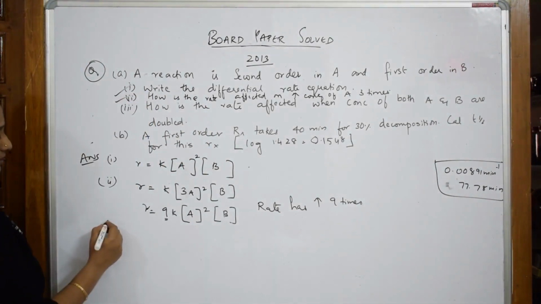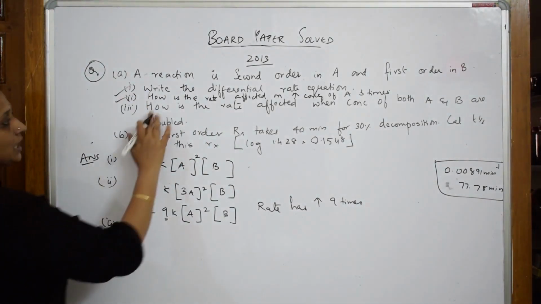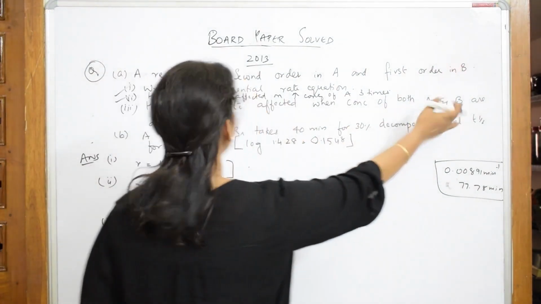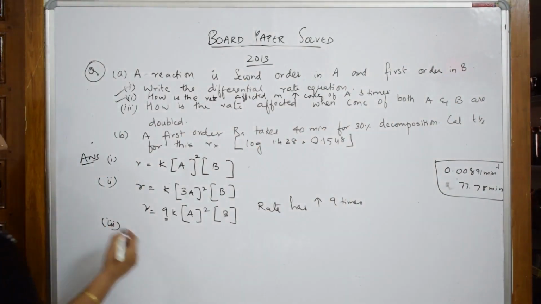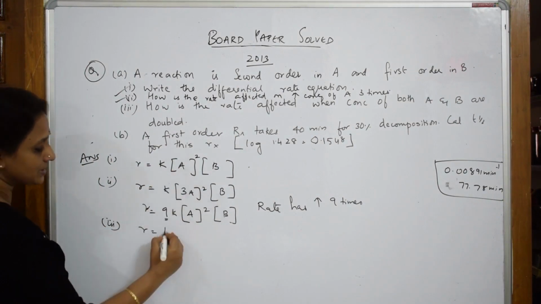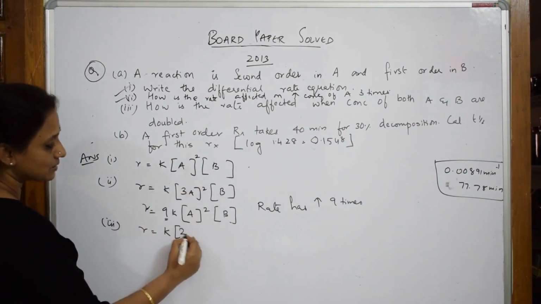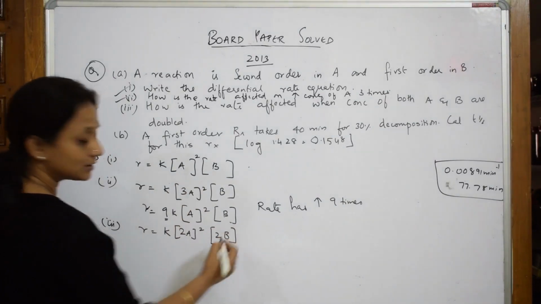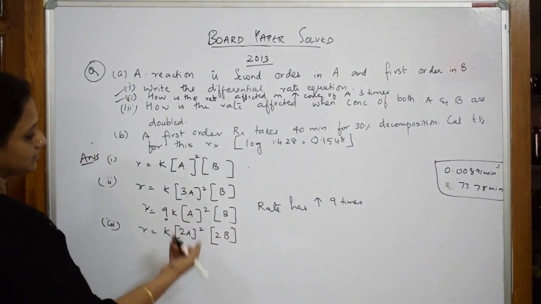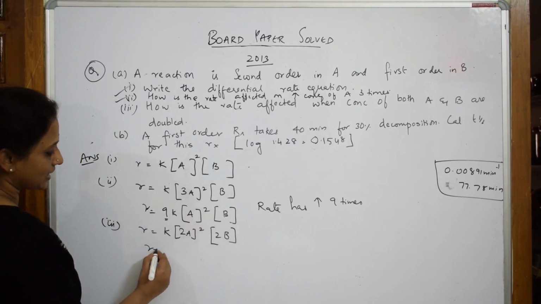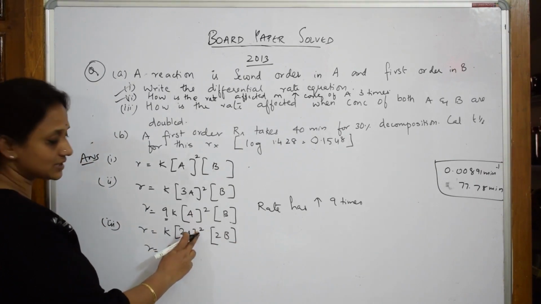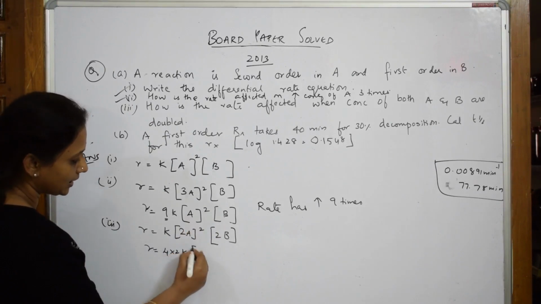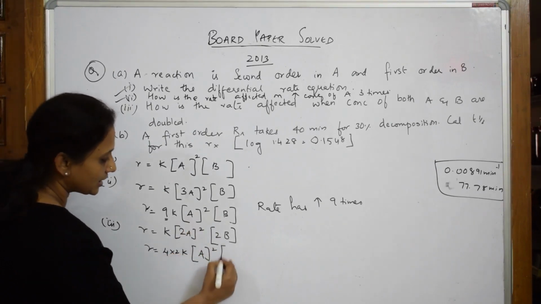I'm also done with the second one. Let me come back and do the third one. How is the rate affected when the concentration of both A and B are doubled? So A and B have doubled. Again pick up the same thing: K, A has become 2 times and B also has become twice, doubled. So what do you get here? This rate becomes, now I can write, this is 4, isn't it? And this is 2. So you can write 4 into 2K and A square and B.